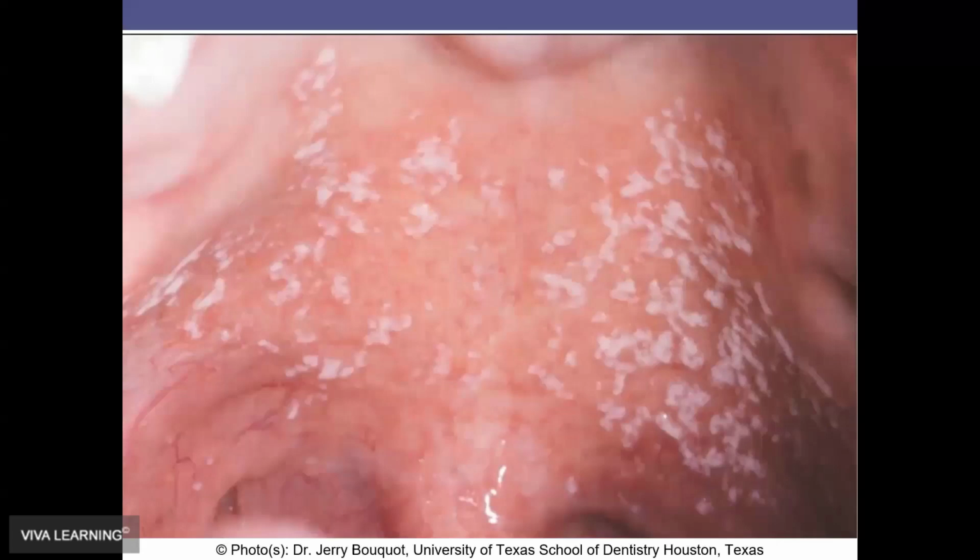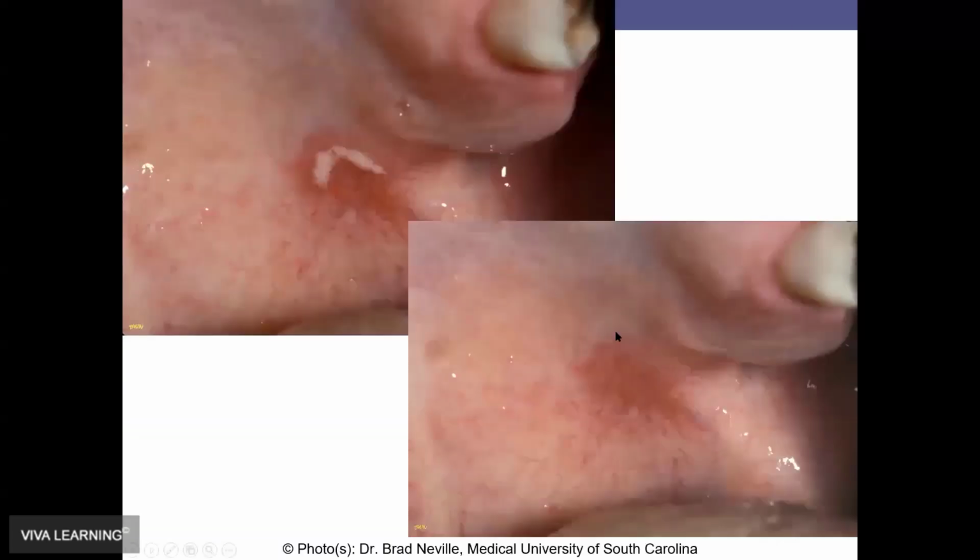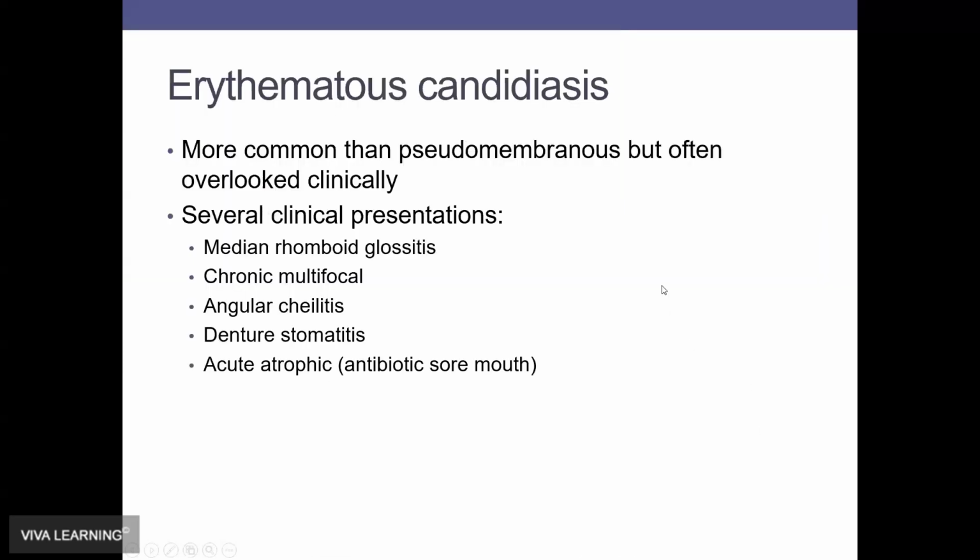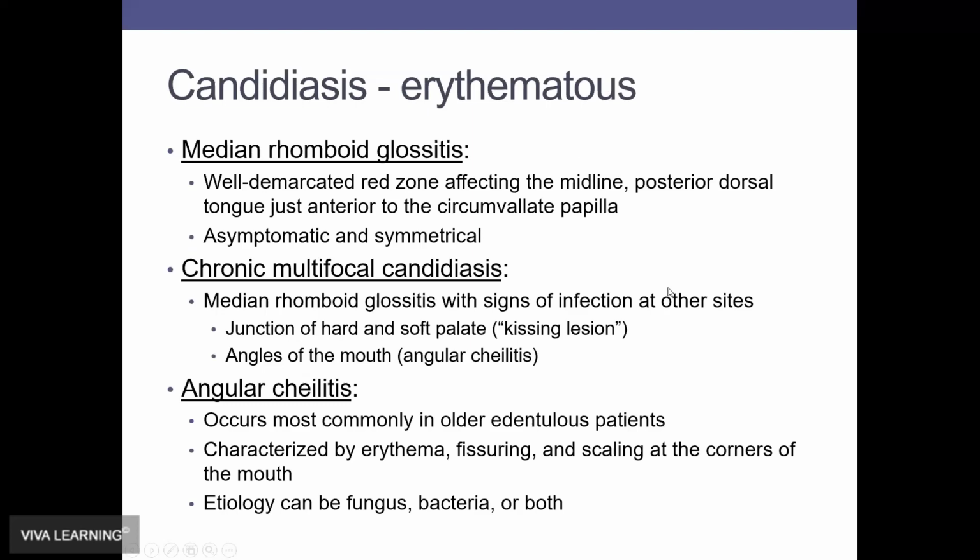So here's pseudomembranous candidiasis. These will be removable. And here's before and after removing the candidiasis. Now, erythematous candidiasis, I want to talk a little bit more about. It's more common than pseudomembranous candidiasis, but it's usually overlooked. So there are several clinical presentations, and I'll go through each one. Median rhomboid glossitis is a well-demarcated red zone. It affects the midline, posterior dorsal tongue, just anterior to the circumvallate papillae. It is asymptomatic and symmetrical.